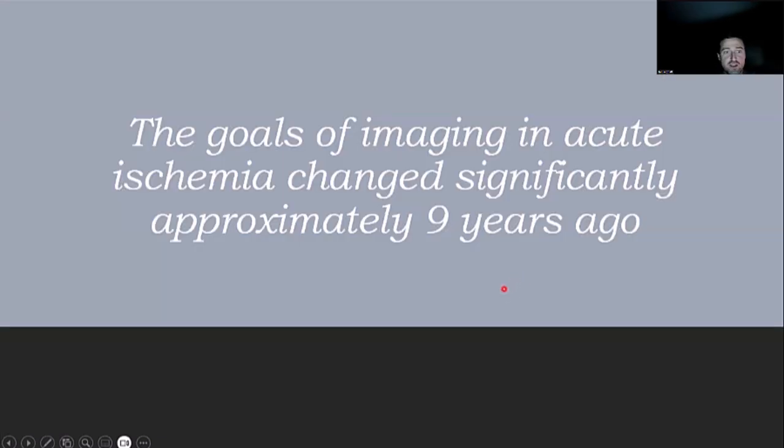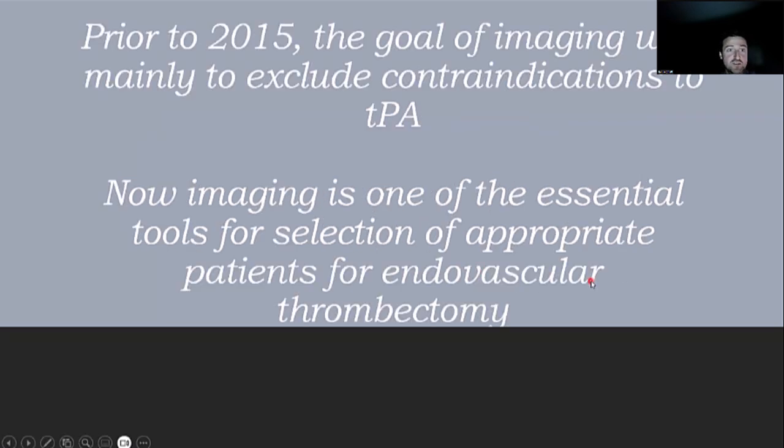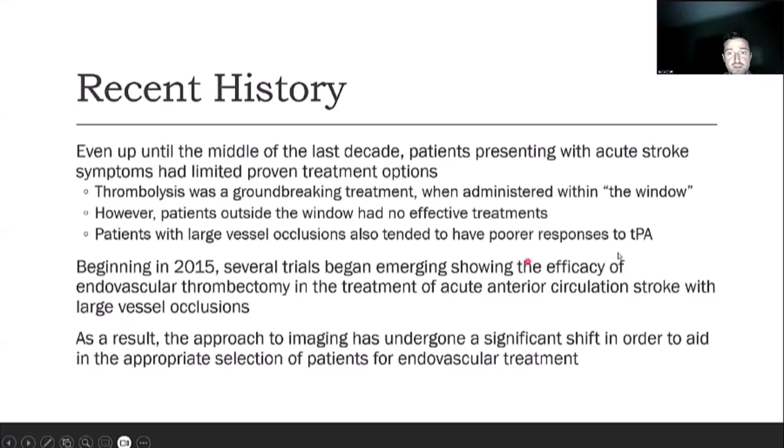So about 9 years ago, the whole landscape for imaging acute ischemia changed, and there were a few landmark studies that came out. So prior to 2015, the goal of imaging was basically to exclude contraindications to TPA, and now it's basically used as a triaging modality for endovascular thrombectomy. So it was a very large shift in the approach to imaging acute ischemia.